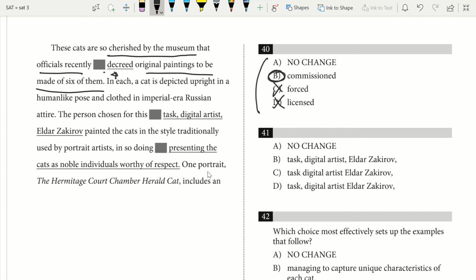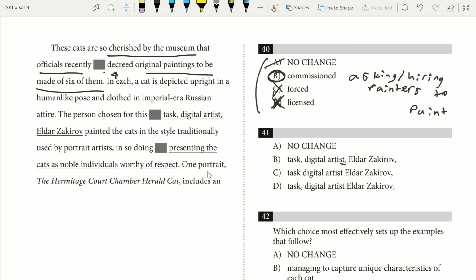Or maybe Spotify wanted a license to a song, something like that. So licensing is not going to be what's happening, right? They're commissioning or asking painters, hiring painters to paint the picture of the cats. So that's going to be a commission there.